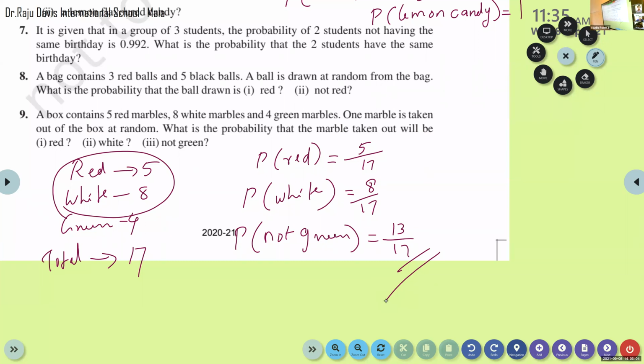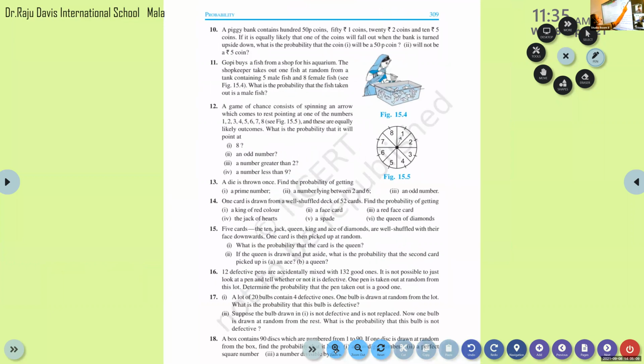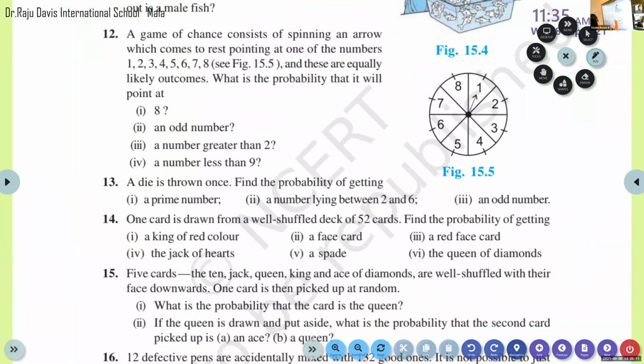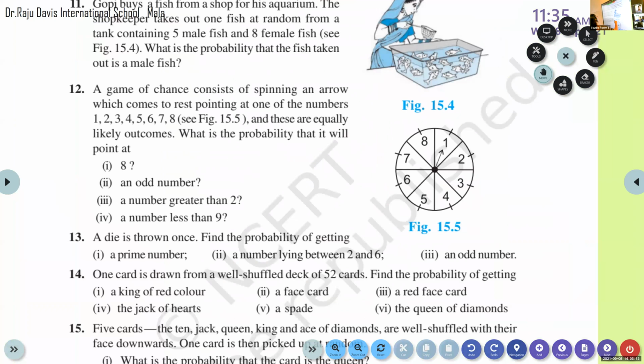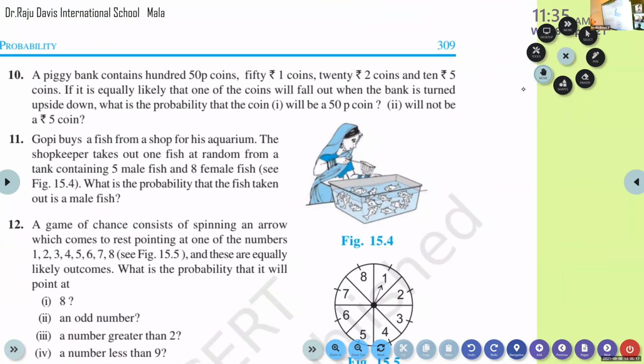Question number 10. That also you can do. Write the question, do one by one. Simple questions.